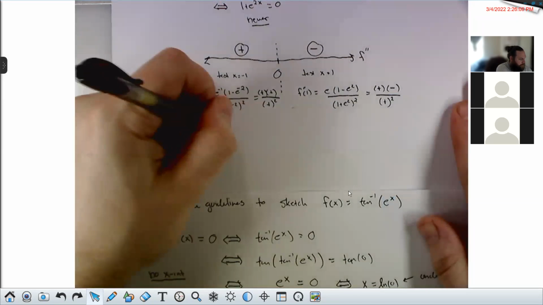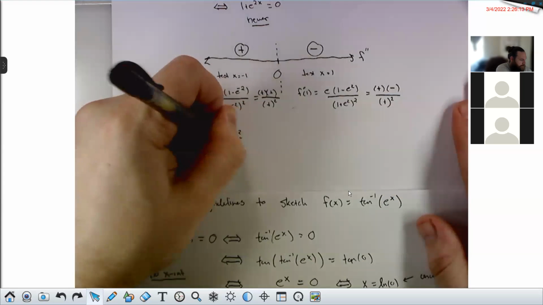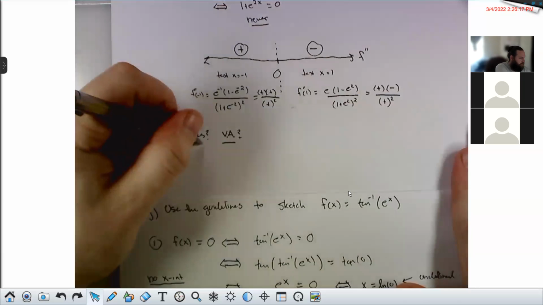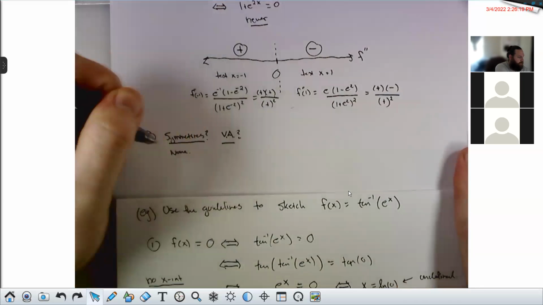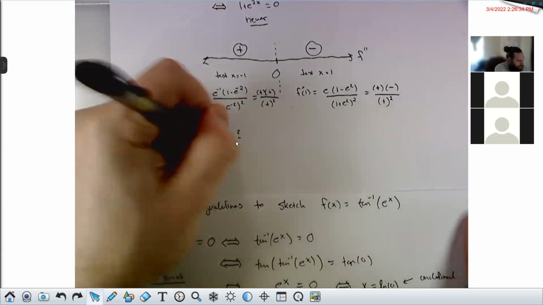We can ask about vertical asymptotes. Well, a vertical asymptote requires that the function is undefined at some value. E to the x, his domain is all real numbers. Inverse tangent, his domain is all real numbers. So you're taking two functions that are continuous everywhere and asking, can it have a vertical asymptote? No.